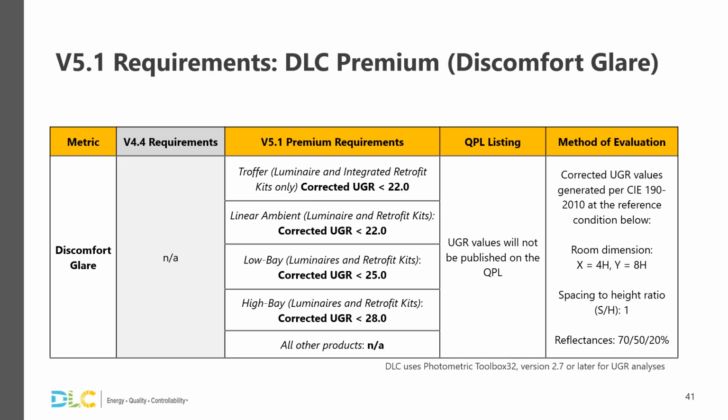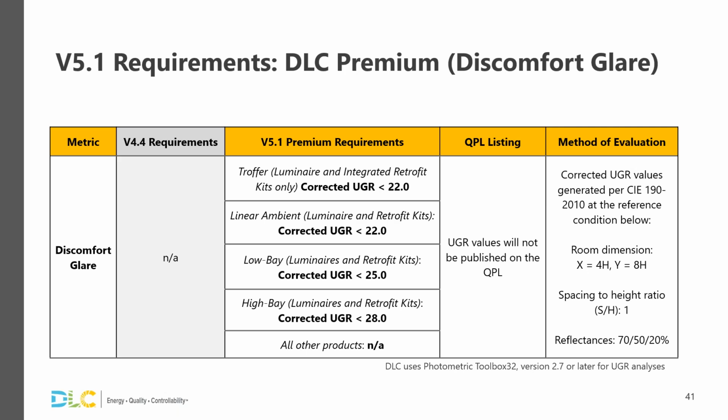So the UGR requirements that we have here, again, are only applicable for premium applications and only for certain PUDs. The UGR requirements in 5.1 are maximum values and only apply to troffers, linear ambient, low bay, and high bay PUDs. So let's look at an example. A UGR value of less than 22, which is the requirement for troffers and linear ambient fixtures, corresponds to a discomfort glare rating of just acceptable or better.